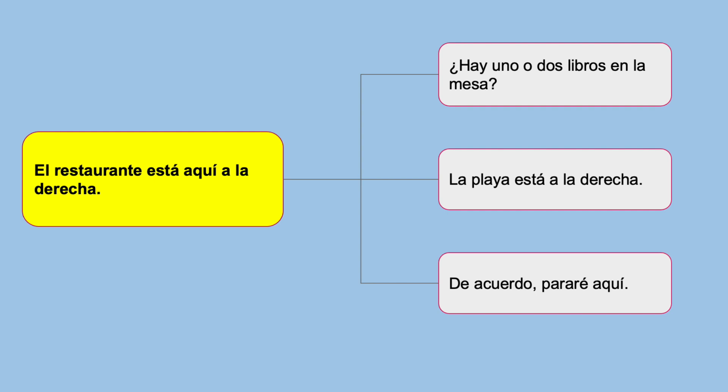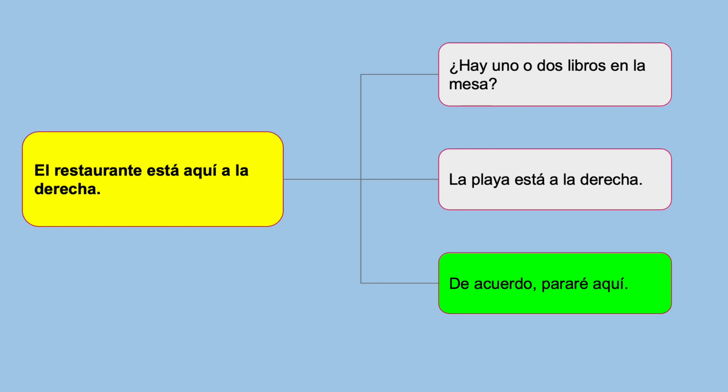El restaurante está aquí, a la derecha, which is the appropriate response based on the prior script. Option 1. Hay uno o dos libros en la mesa. Option 2. La playa está a la derecha. Or option 3. De acuerdo, pararé aquí. Which do you think is the best response based on the prior script? The best response would be the third option, de acuerdo, pararé aquí.